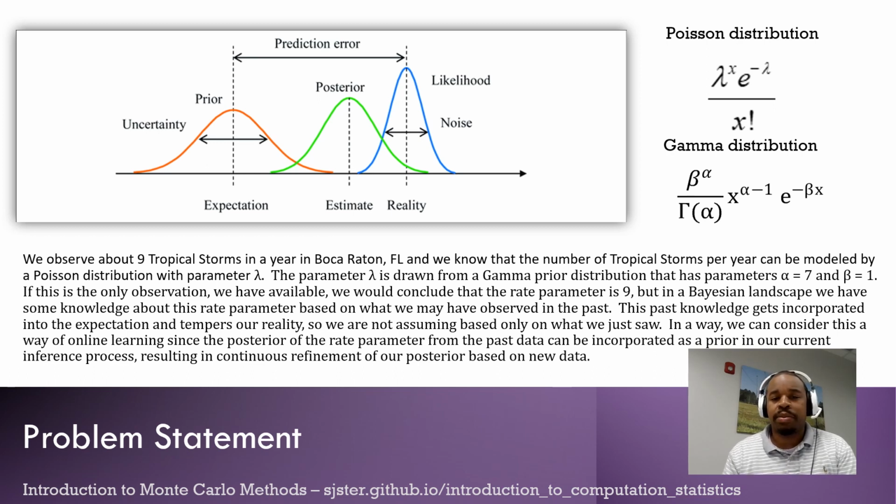If this is the only observation we have available, we could conclude that we observe 9 tropical storms per year, but in the Bayesian landscape, we have some knowledge about the rate parameters based on what we have observed in the past. Okay, cool.